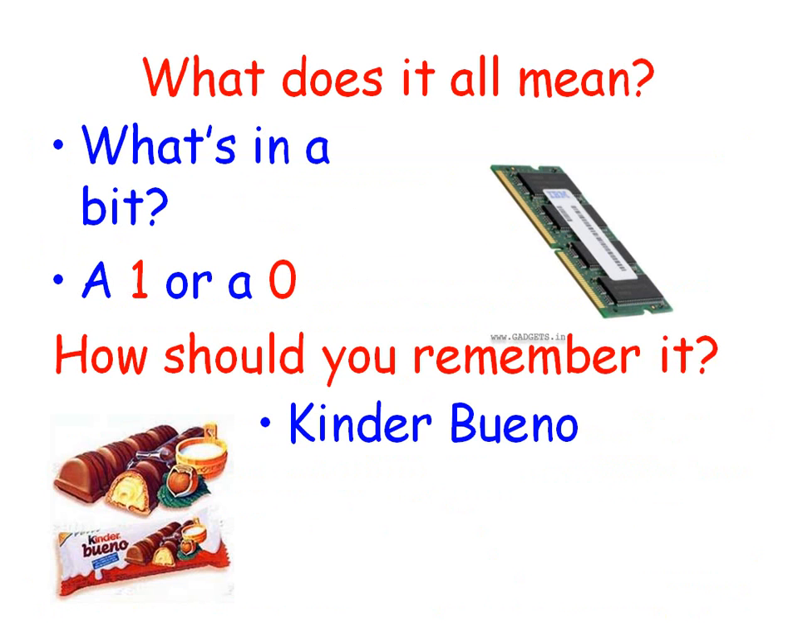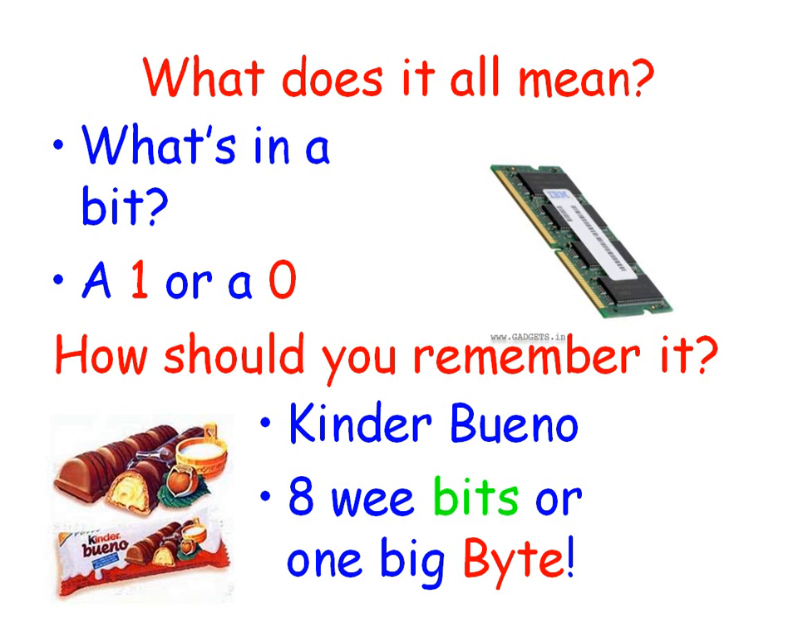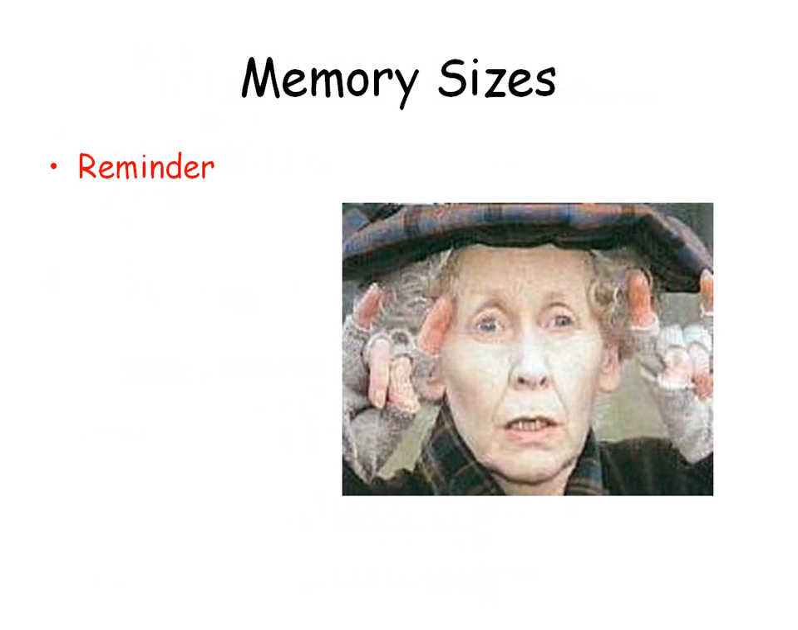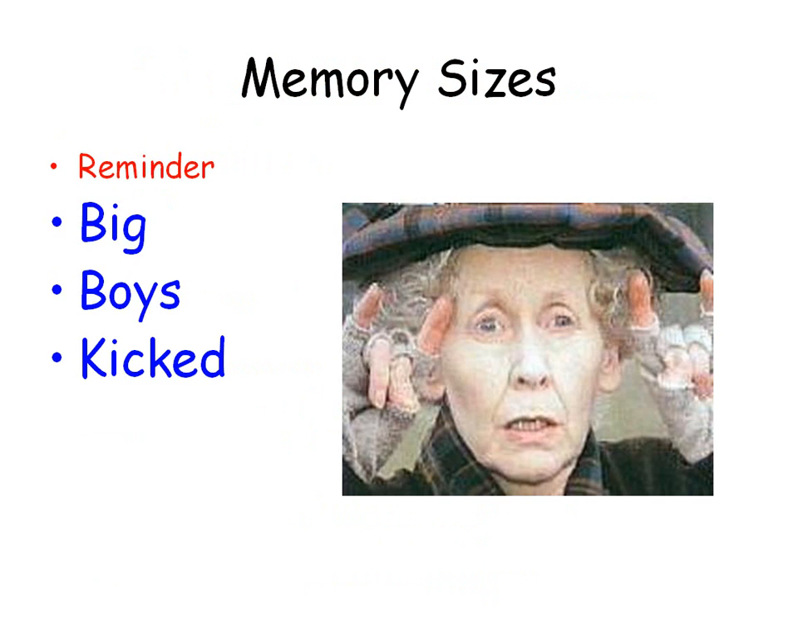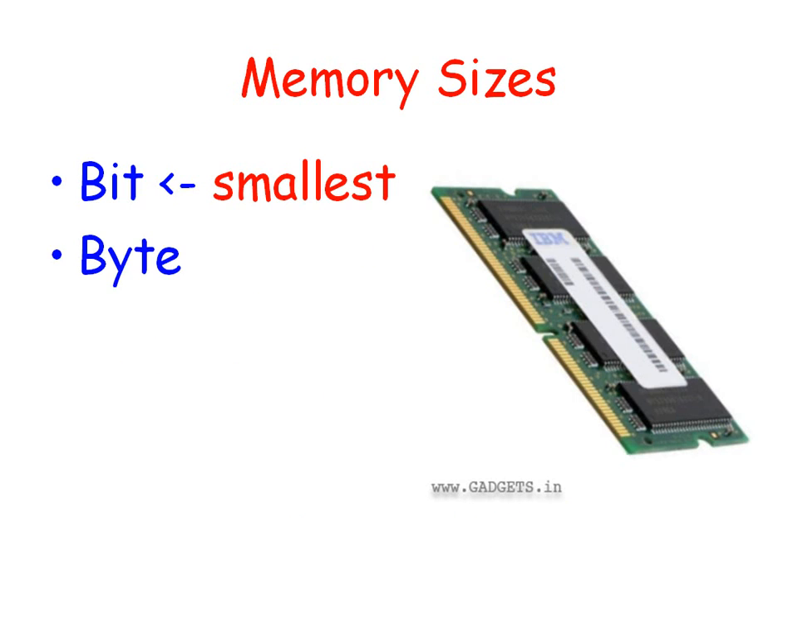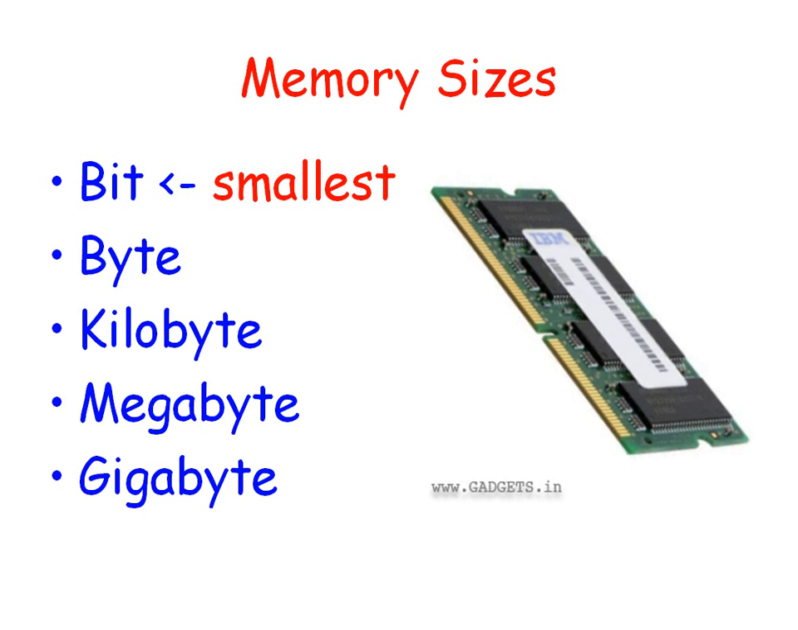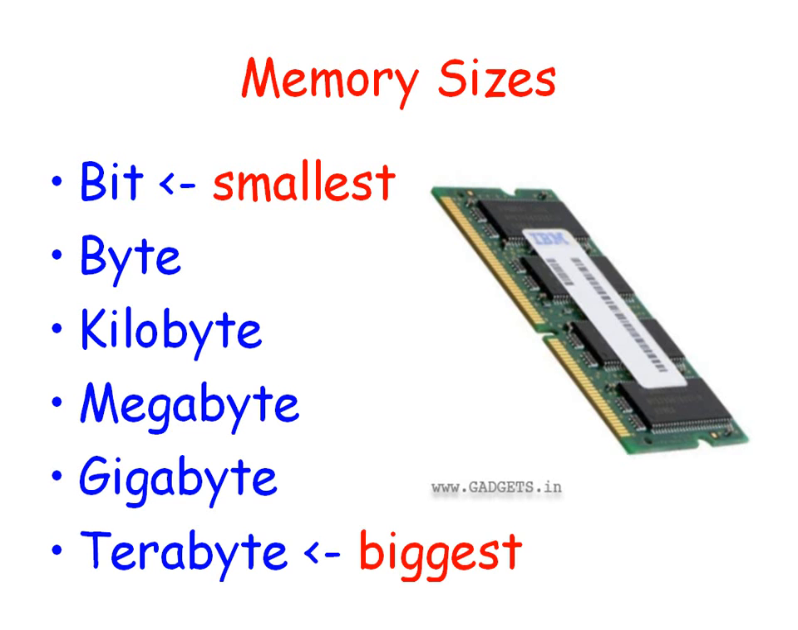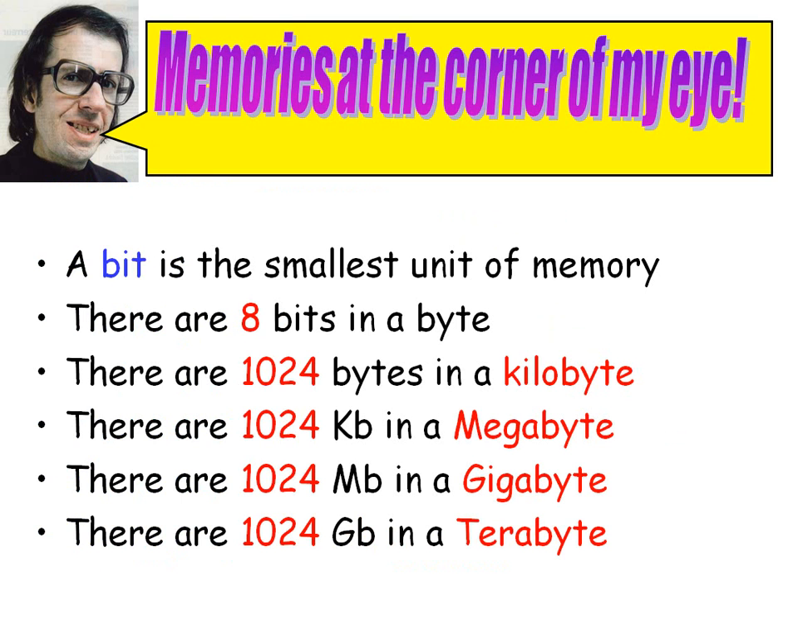You can skip this. This is just a reminder from Standard Grade stuff. A bit is a 1 or 0, and 8 wee bits gives us one big byte. So a reminder for how we remember the order that the memory sizes are grouped in before we do calculations. You get "Big Boys Kicked My Granny Twice" to helpfully remind us that it goes bit, byte, kilobyte, megabyte, gigabyte, terabyte. We group 8 bits in a byte, and 1024 of the others give us the next level up. So there's a reminder of that.